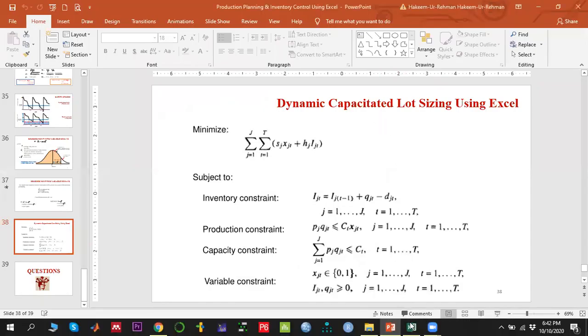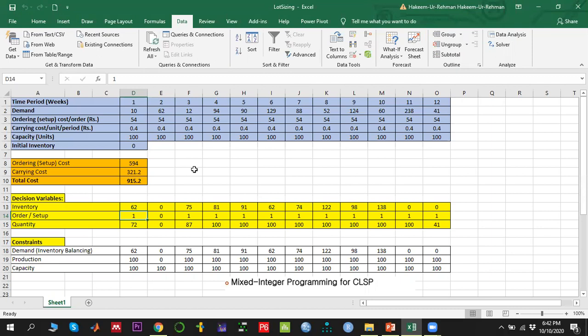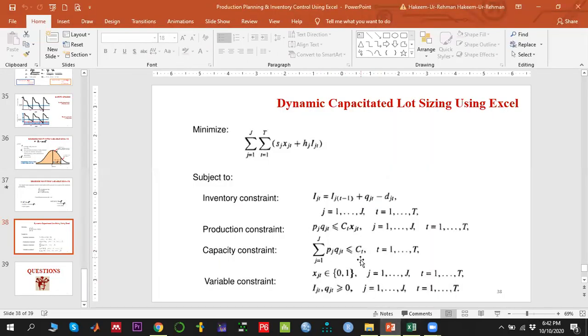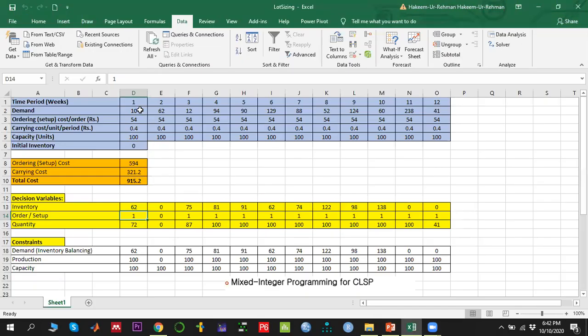And remember that in the Excel problem which I am considering, I am assuming that we have only one product. So that means there is no J, right? But there is a T. So I have considered this data set. We have 12 time periods, in terms of weeks, and we have the demand in every particular week.